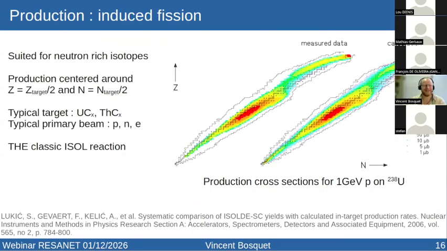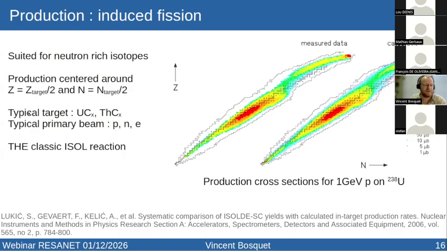Okay, let's continue. Now for the production. One of the methods that is mostly used in the ISOL facility is induced fission. In induced fission, you would use very heavy isotopes. You would send a light projectile on it to induce fission, and you will end up with fission products. The fission products usually have a mass and a charge that is half of the target.